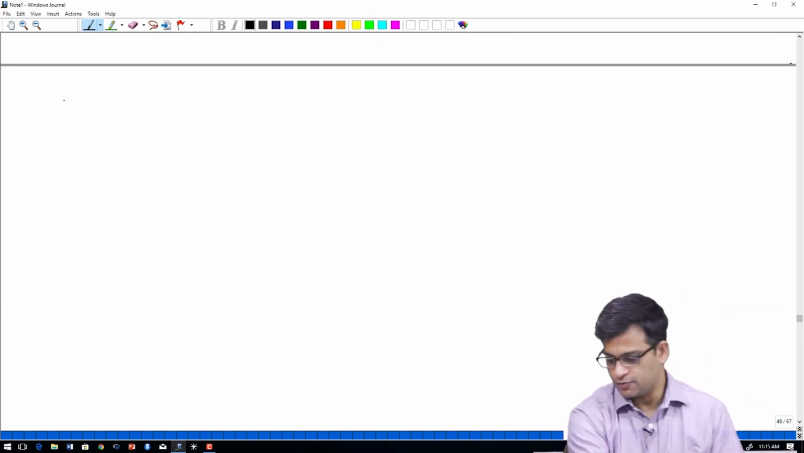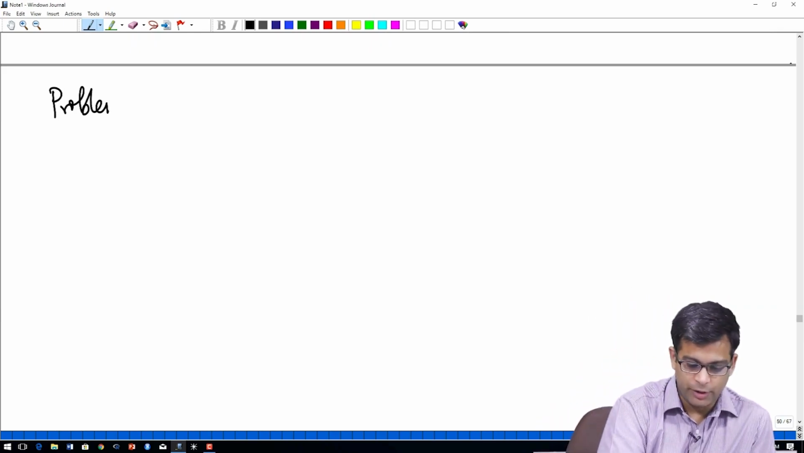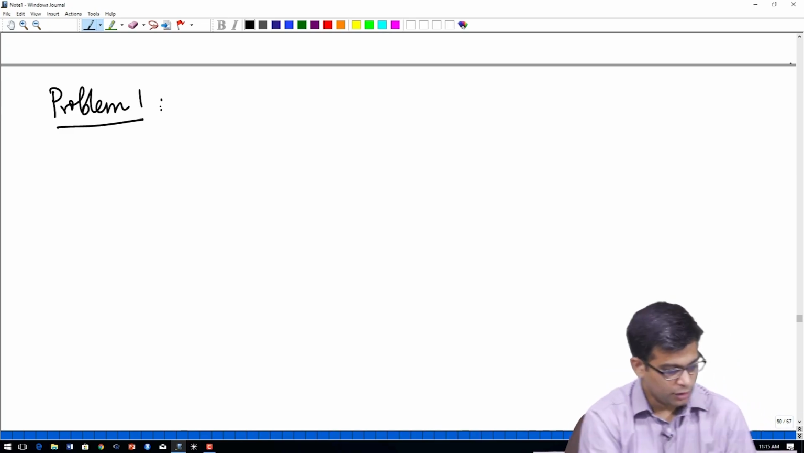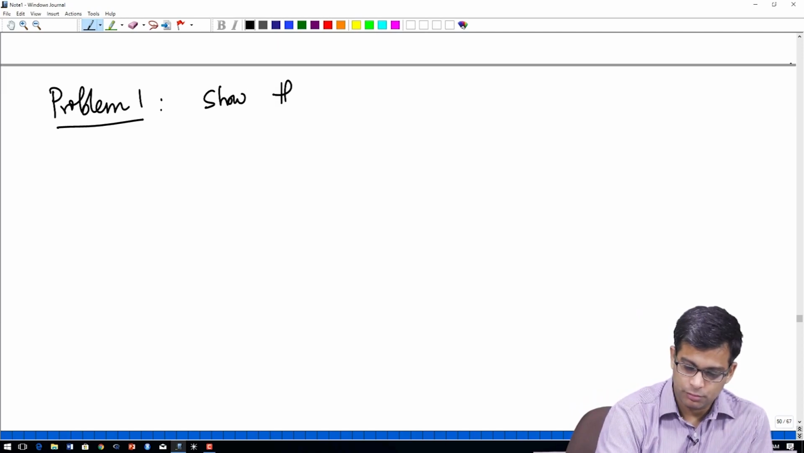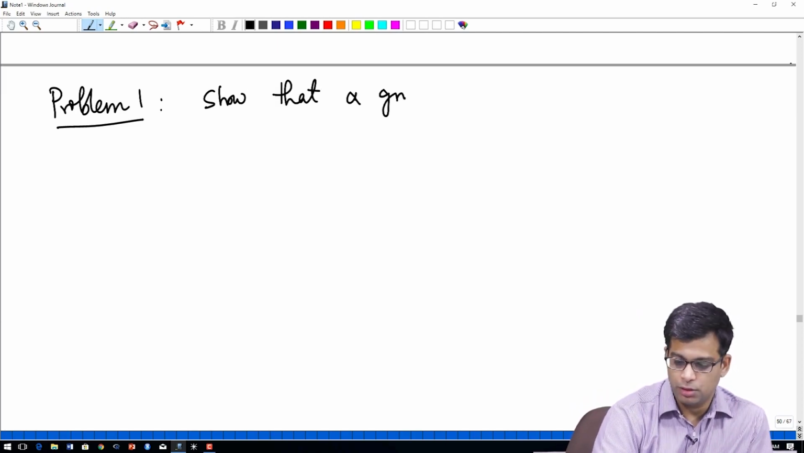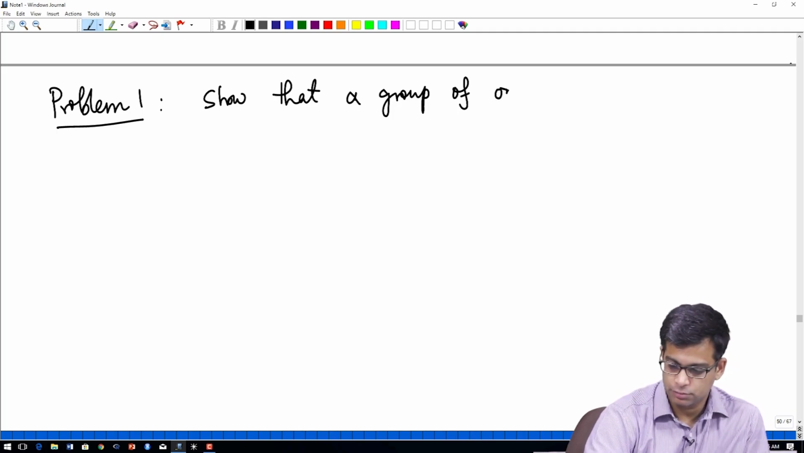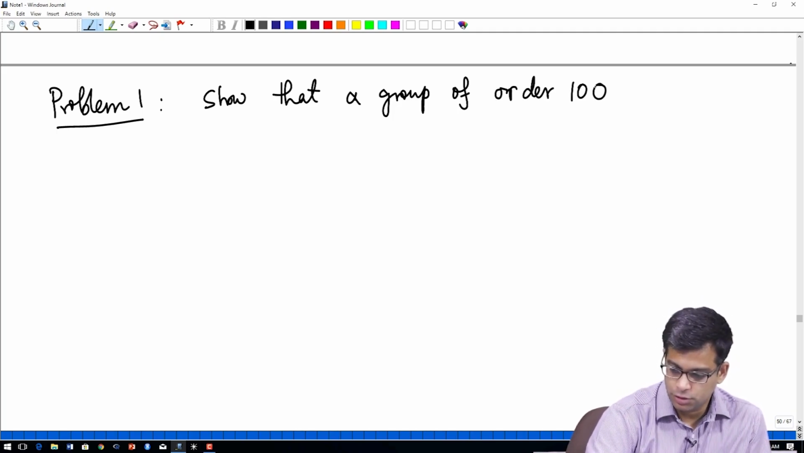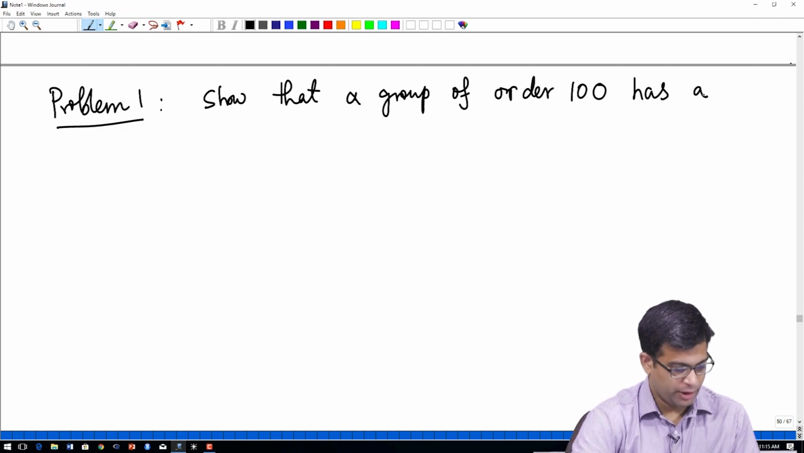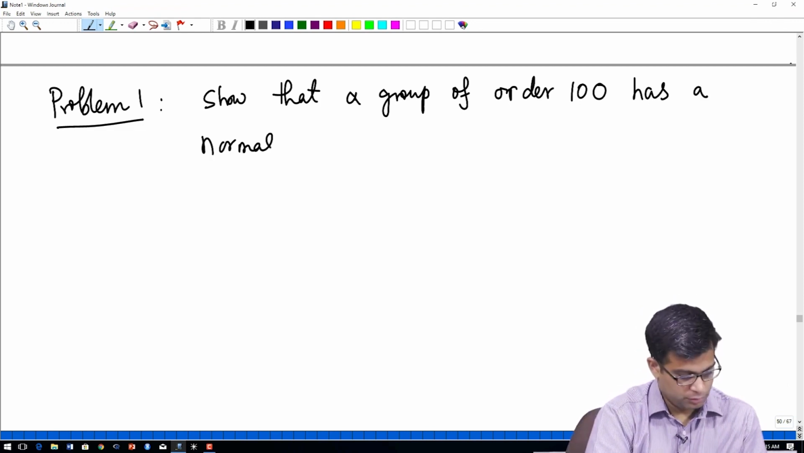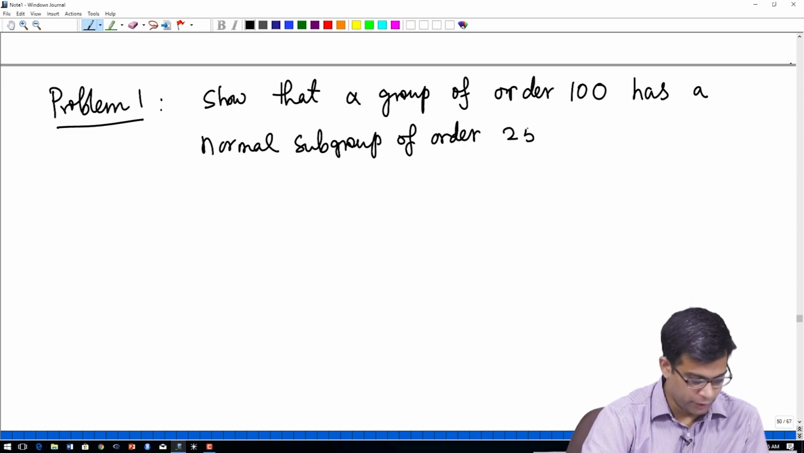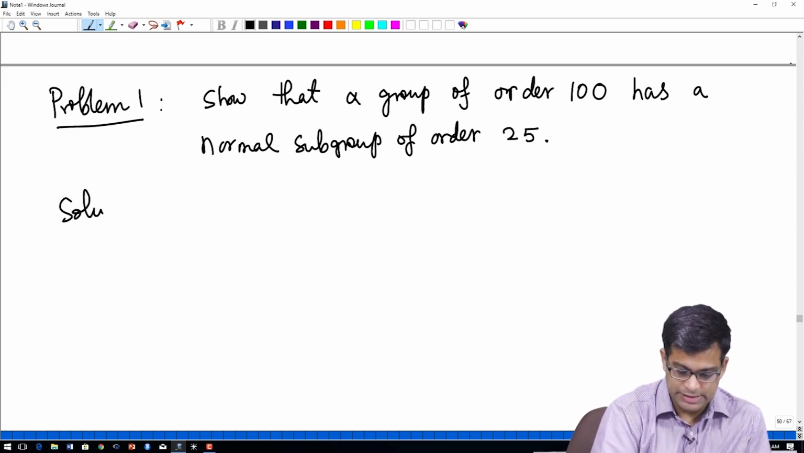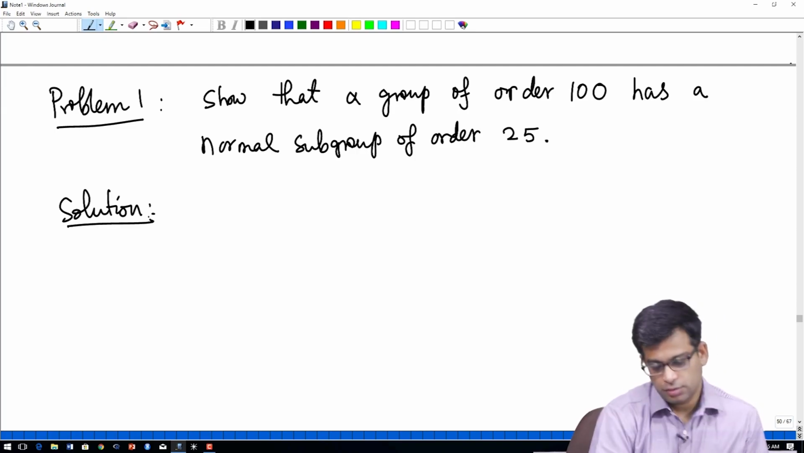Now, as further examples of Sylow theorems, let me look at some problems. Show that any group of order 100 has a normal subgroup of order 25. Okay. So, this is an easy application of the Sylow theorems again.